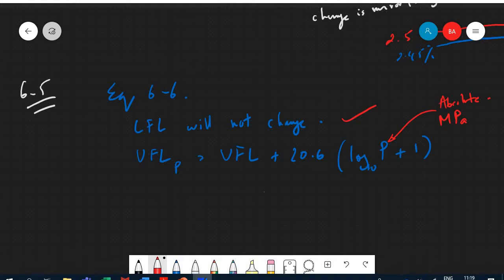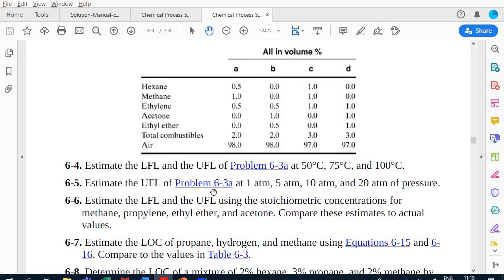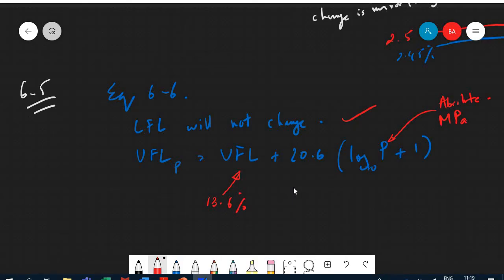So great. What are the other values, just to make sure that we have them? My UFL that was obtained from problem 6.3 was 13.6%. And now what is my P in megapascals? Actually, the value I have here is 5 atmospheric pressure. If you go back, estimate the UFL at 5 atmospheric pressure. So what is 5 atmospheric pressure in megapascals?